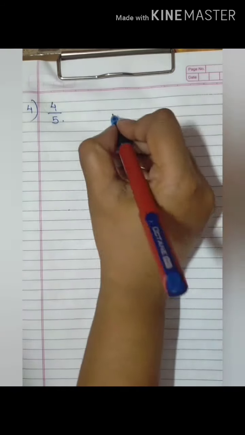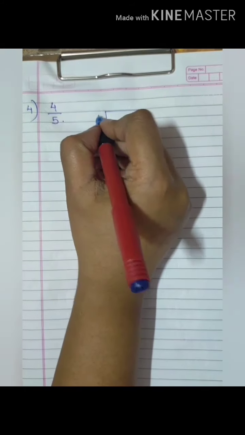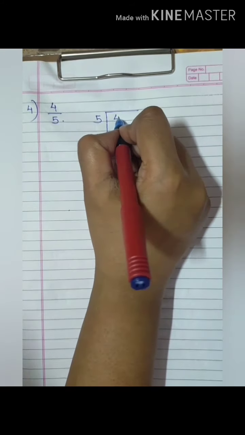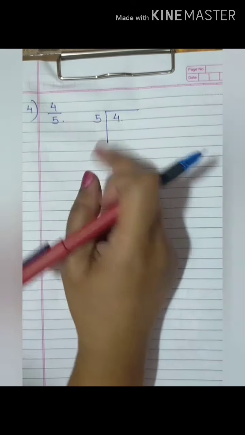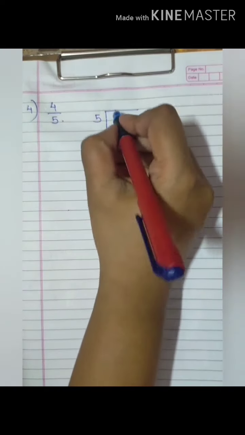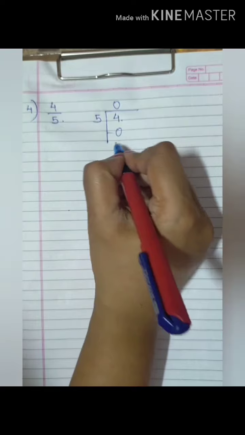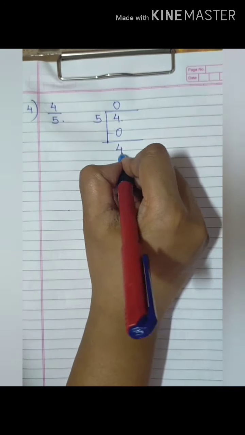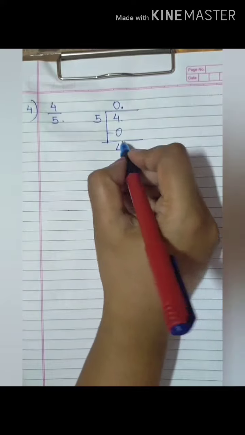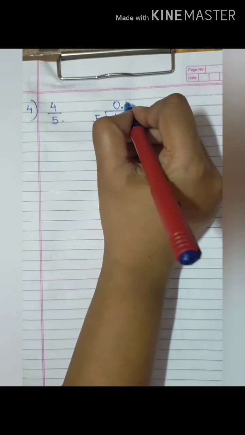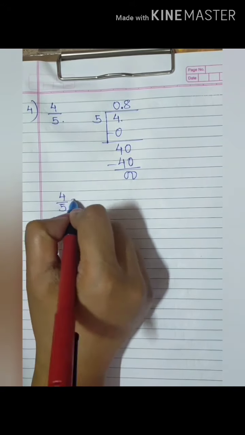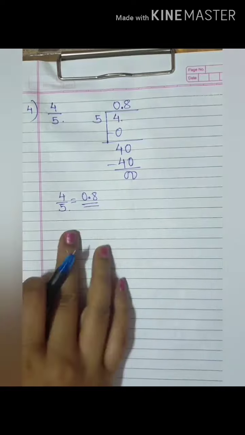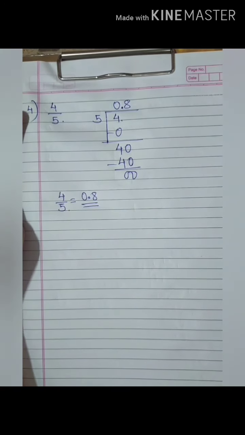As you can see, what is given, 4 upon 5 is given, so I am taking 5 here and 4 inside. As you know, the denominator always comes here and the numerator comes inside. So 5 0s are 0. This will come down. The decimal point I have taken, 0 will come here. Then 5 8s are 40. So 4 upon 5 is equal to 0.8. We got the answer for this question.